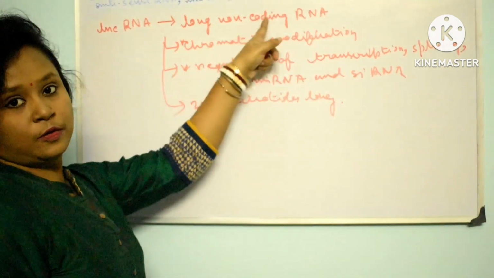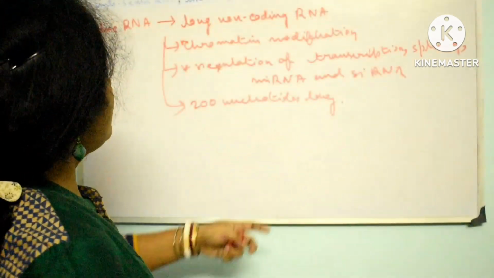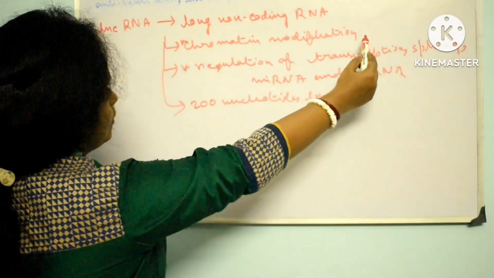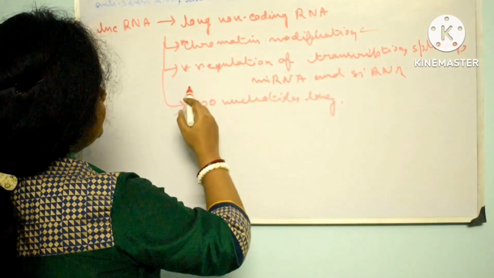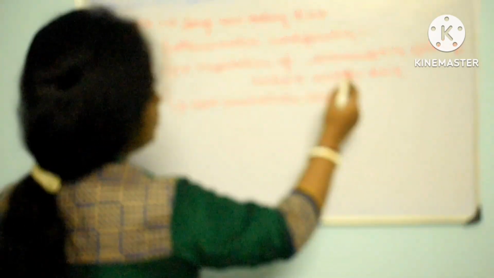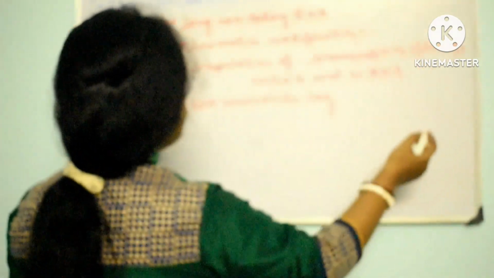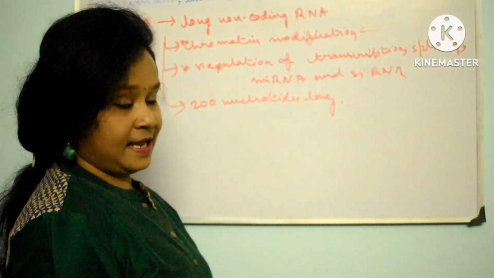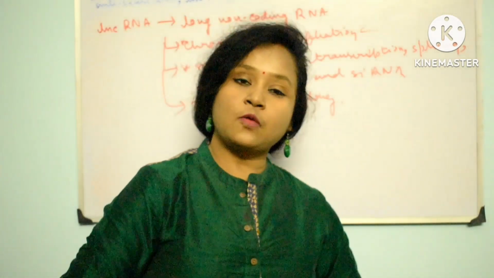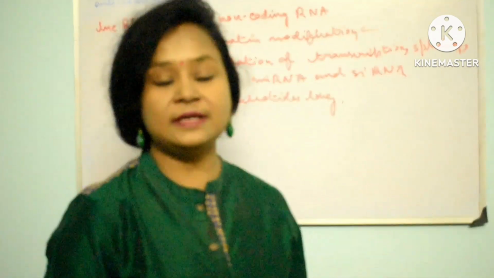So let's summarize the long non-coding RNA. Obviously it is non-coding, as the name suggests. This one is 200 nucleotides long and it helps in chromatin modification and regulation of transcription, splicing, miRNA and siRNA. So that's all about some special types of RNA.